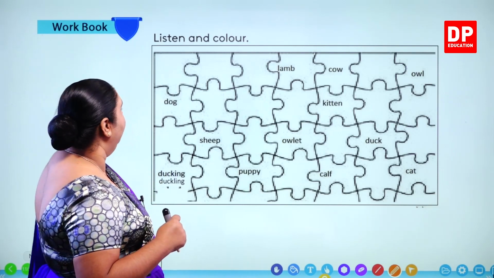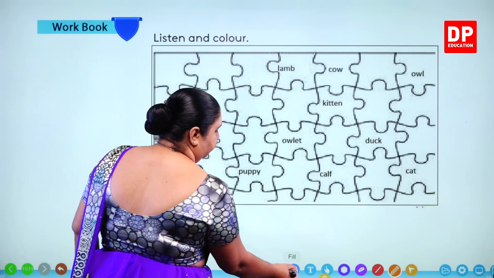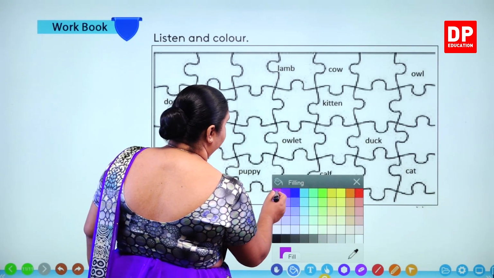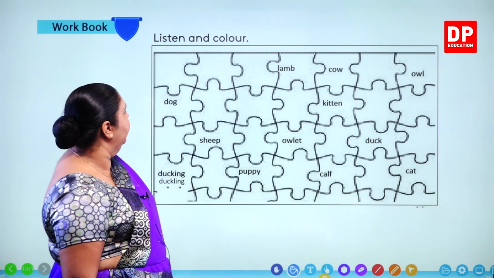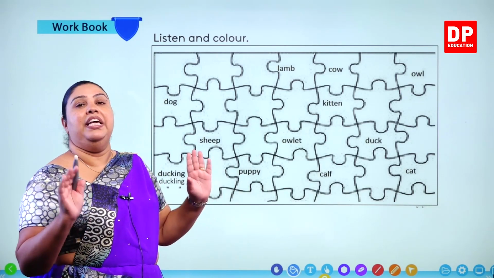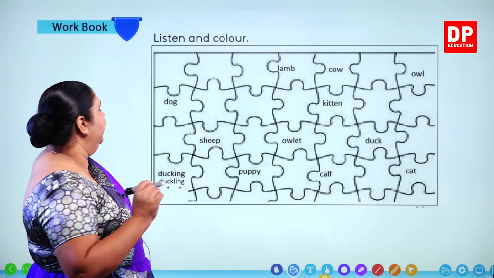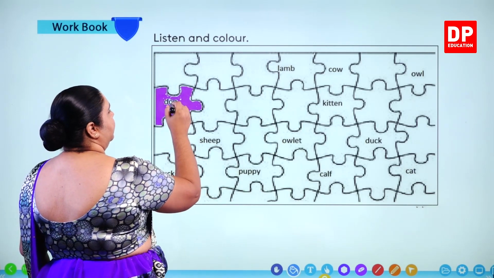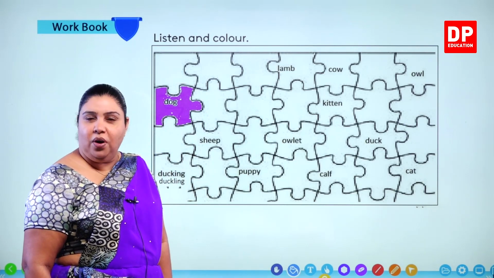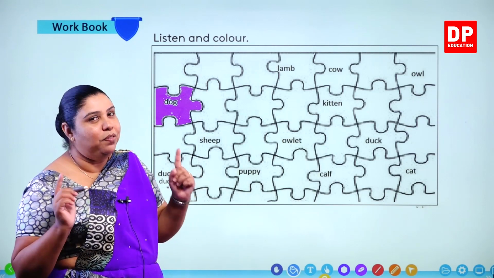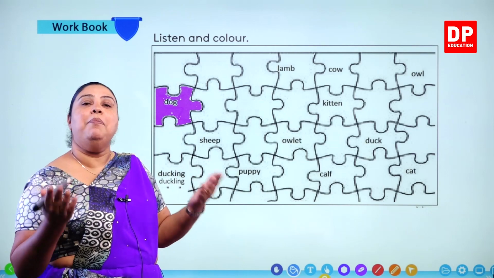Right. Okay. Now we are going to start from this corner. Right. Now I'm going to take my color. Okay, I'll take pink color. So we can see it clearly. Right. Now first we have the dog. Dog. So we will color the picture of the dog first. Now who is the baby dog called? What is the name of the baby dog? Now you have to tell me. That's right. It's the puppy.